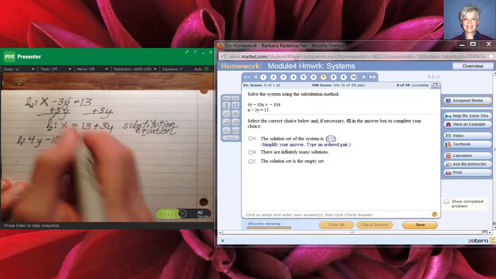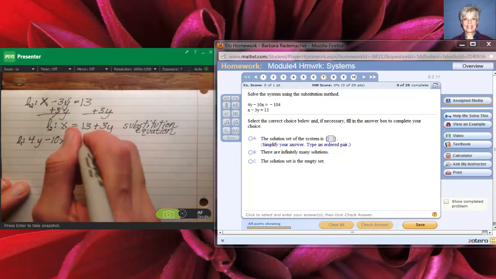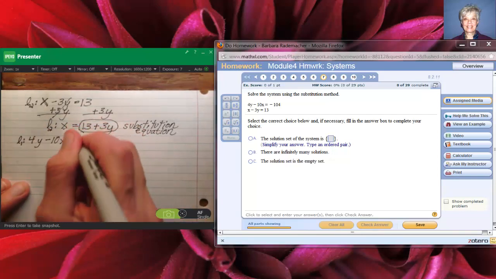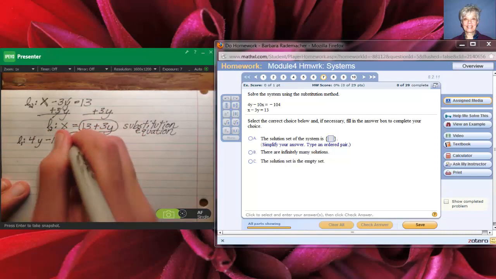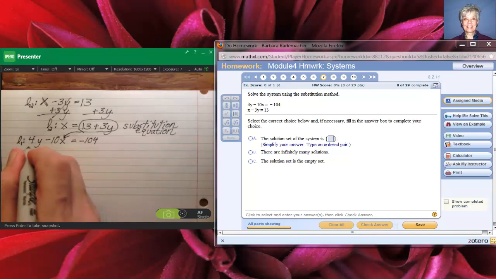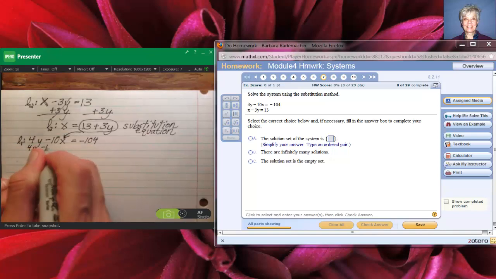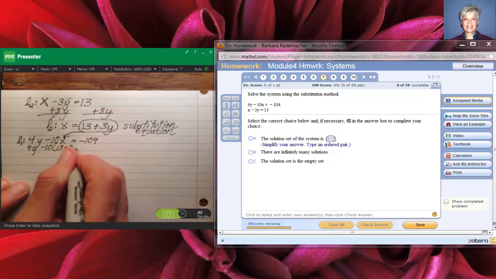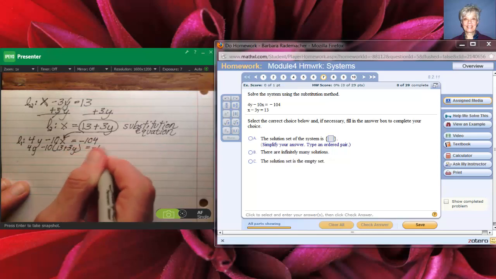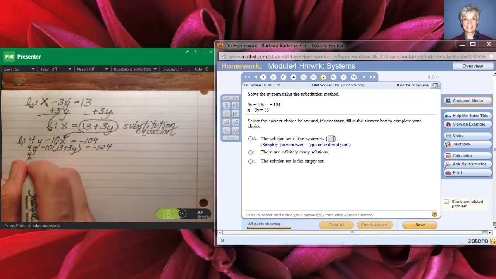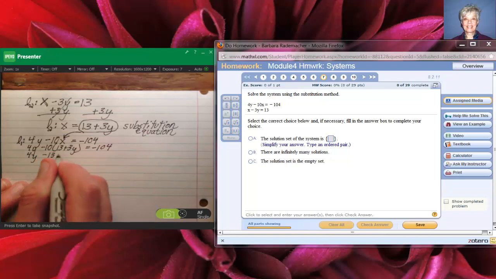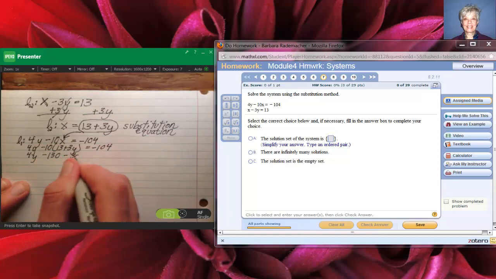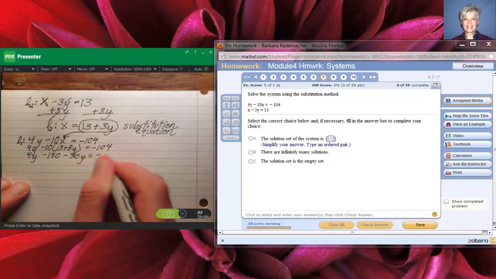Since this is what x equals in line 2, I'm going to take what x equals and substitute it for x in line 1. So I'll have 4y minus 10 parentheses 13 plus 3y equals negative 104. Alright, so I'll have 4y minus 130 minus 30y equals negative 104.